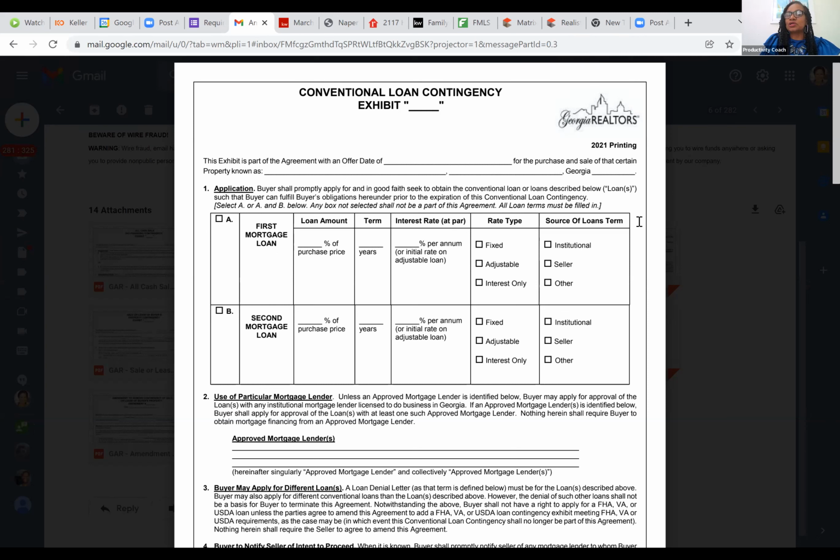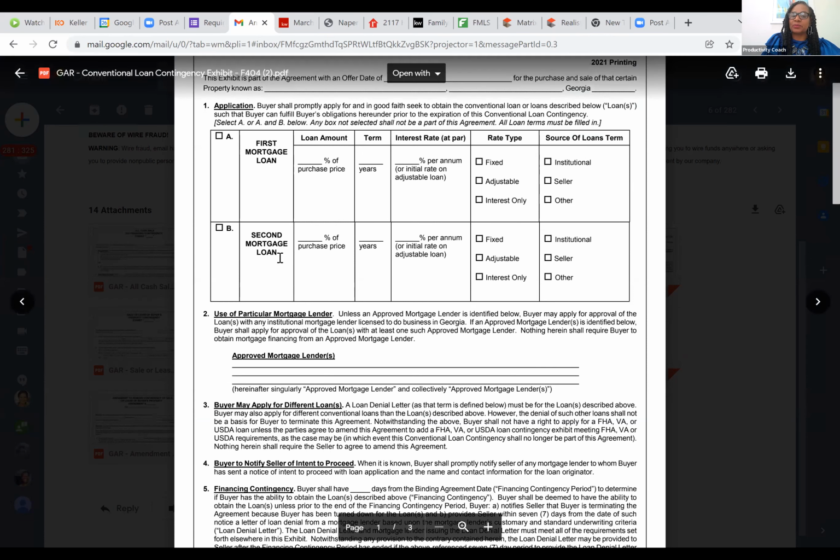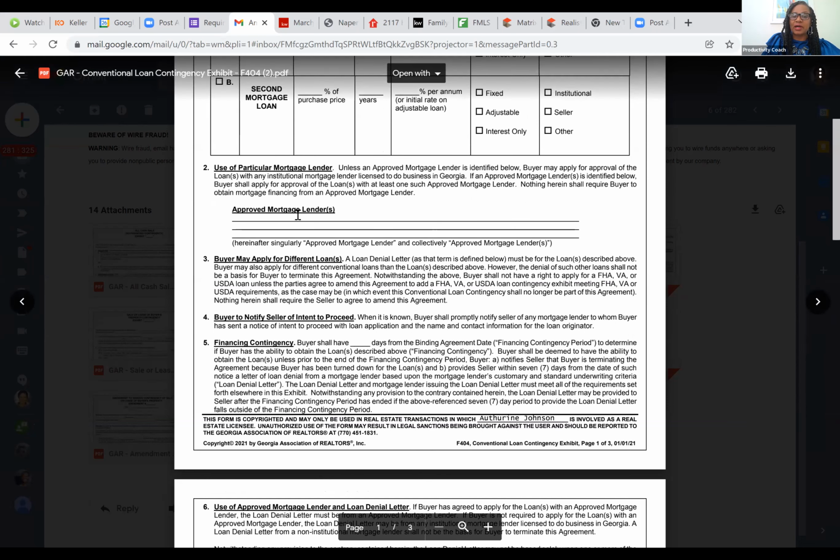And then source of loan terms, institutional, or if the seller is holding the loan, seller. Second mortgage loan, there are a few seconds happening. Not a lot. Back in the day when people would do 100% loan, they would do 95% or 85% of the first and then get a 15% second mortgage. All right, let's cover this quickly, right?